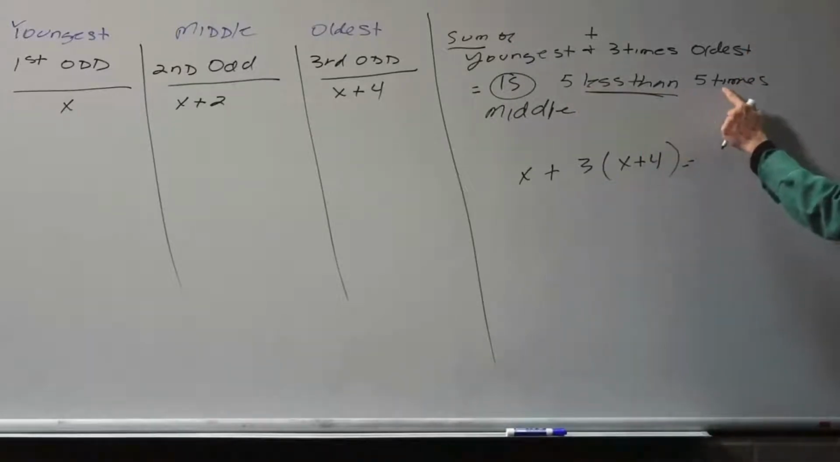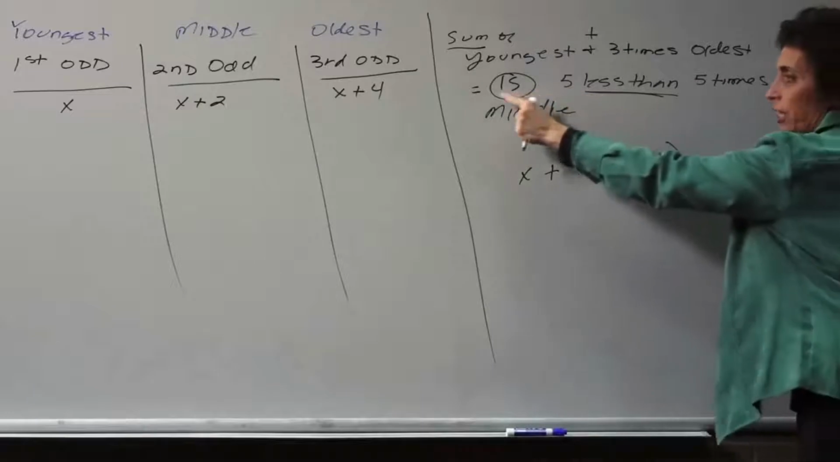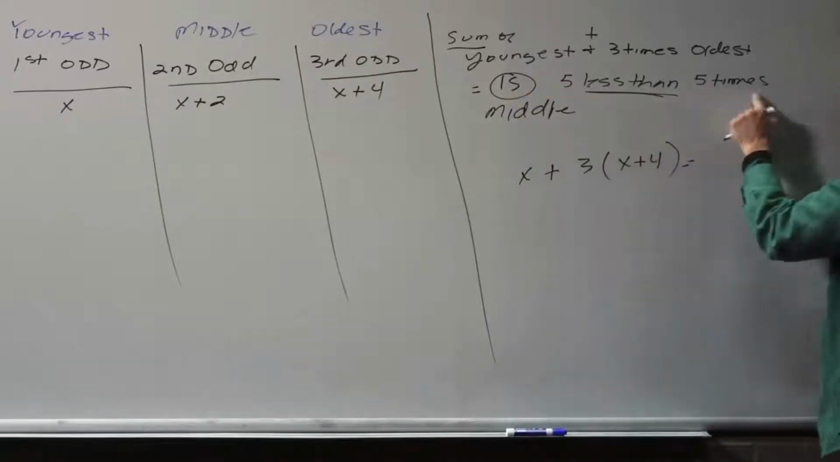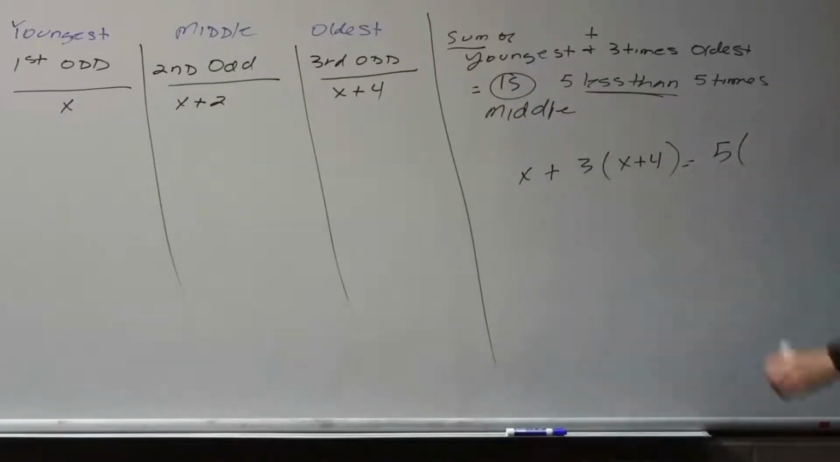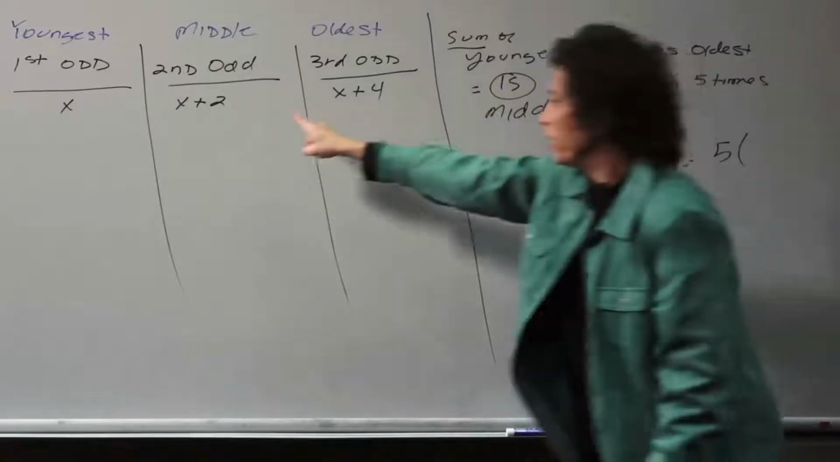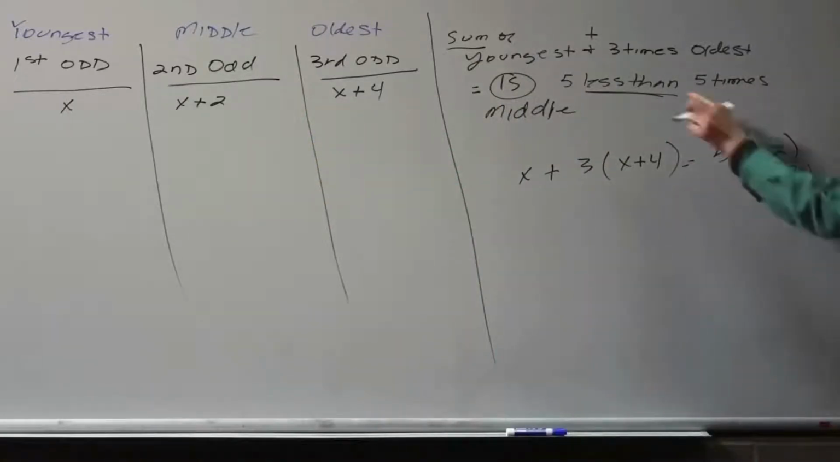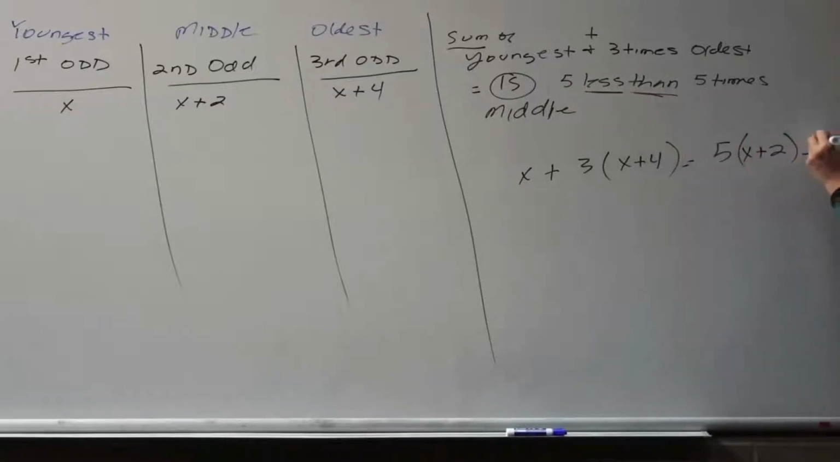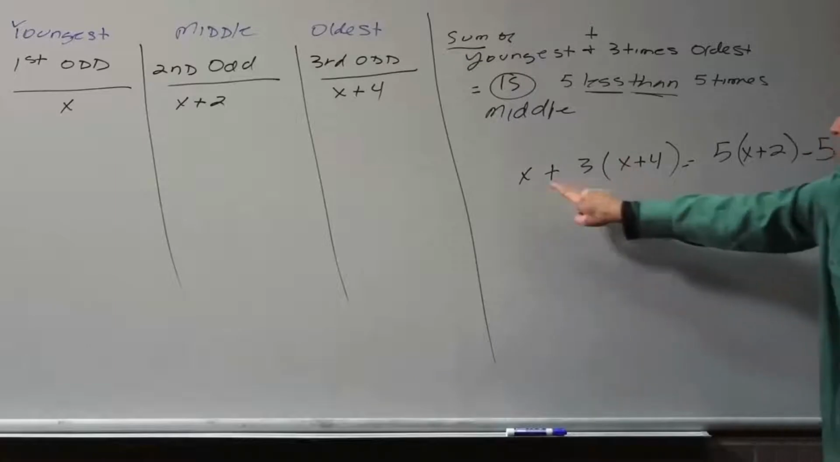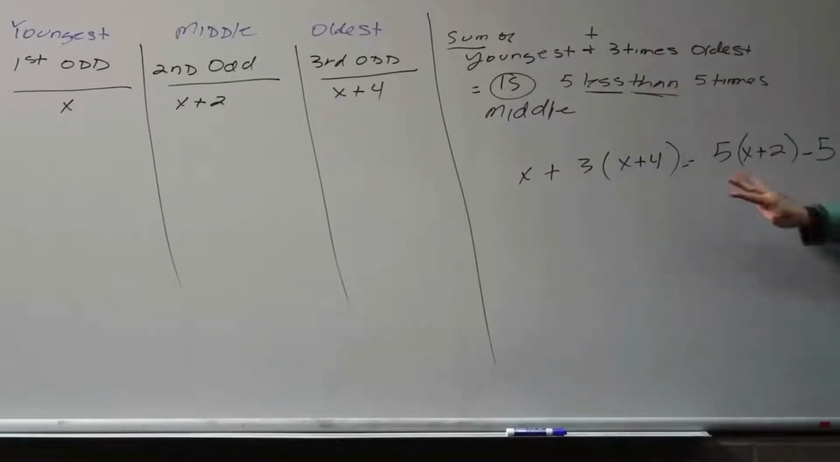So whatever comes after the less than goes first, but it's got to be after the equals because it's after the is. 5 times the middle. The middle is right here, x plus 2. Here's 5 times the middle, and you're 5 less than that, minus 5. Okay, so here's what we have. The sum, now I can not even read that. I can see what this is saying.